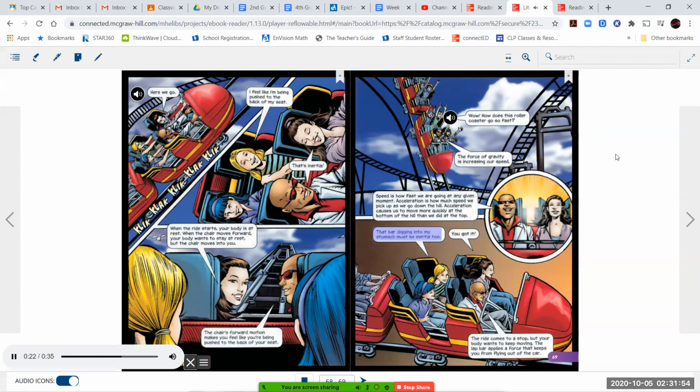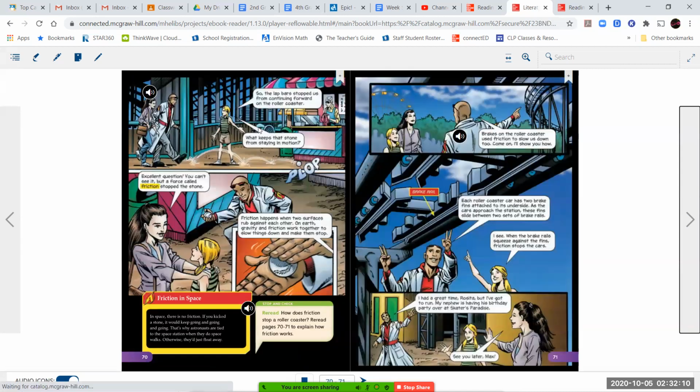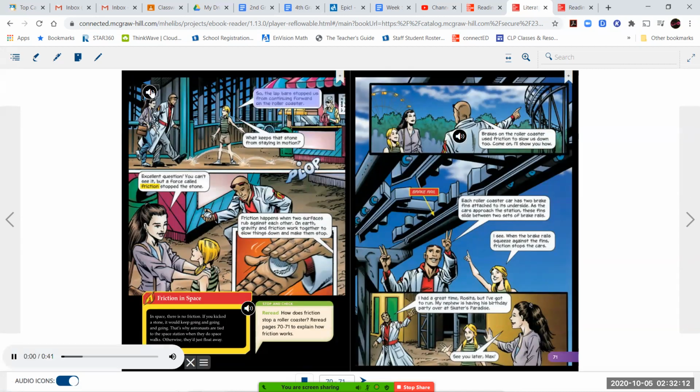That bar digging into my stomach must be inertia too. You got it. The ride comes to a stop, but your body wants to keep moving. The lap bar applies a force that keeps you from flying out of the car. So the lap bar stopped us from continuing forward on the roller coaster.